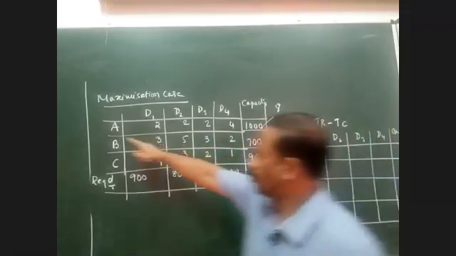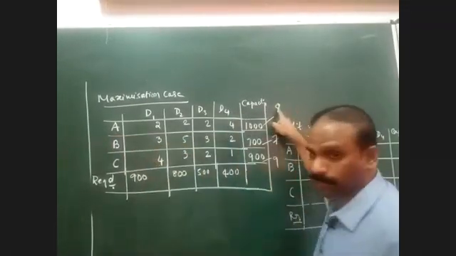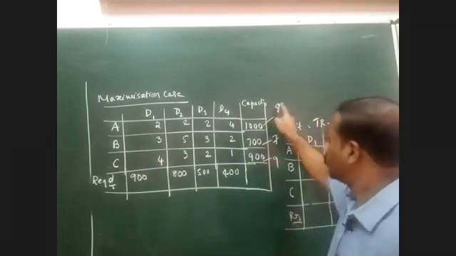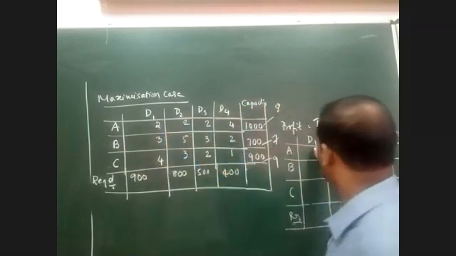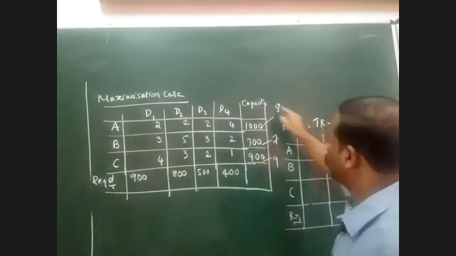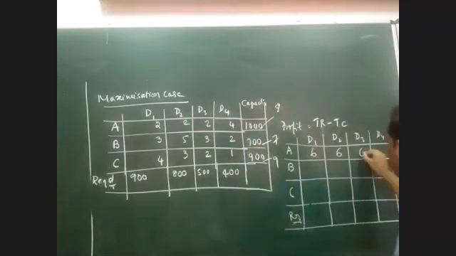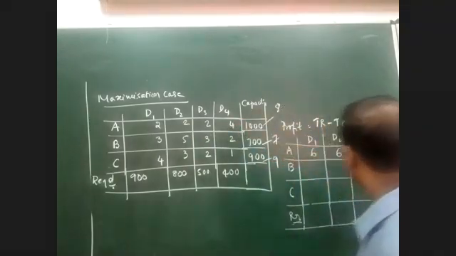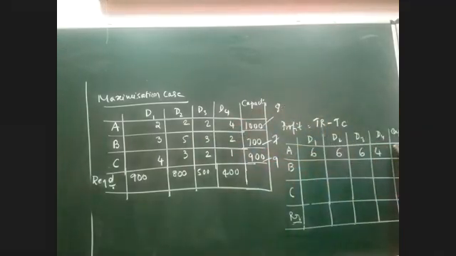For the first row A, the revenue is 8 rupees, which is common to the entire row. So 8 minus 2, it becomes 6. 8 minus 2, again it is 6. 8 minus 2, again it is 6. And 8 minus 4, it is 4. The capacity will not change, it will remain as it is. You all understood this, everybody? Yes, sir.